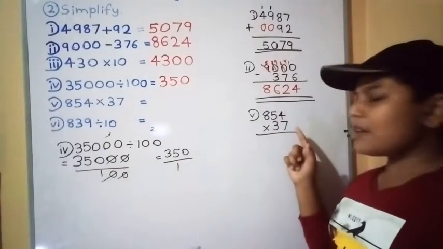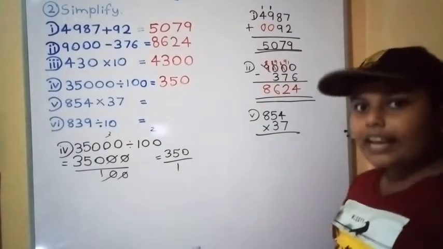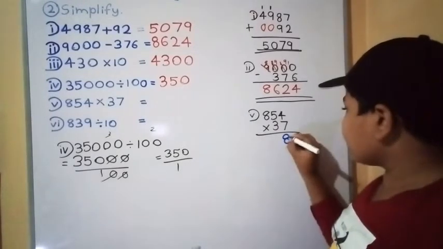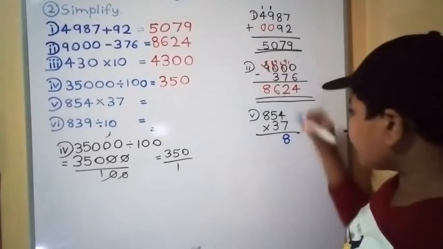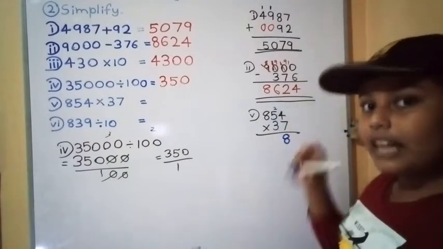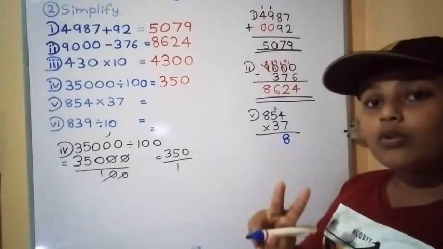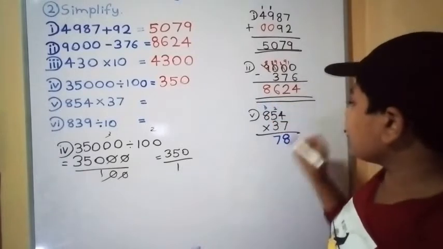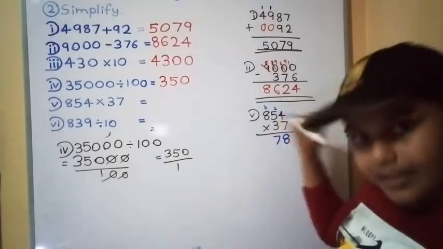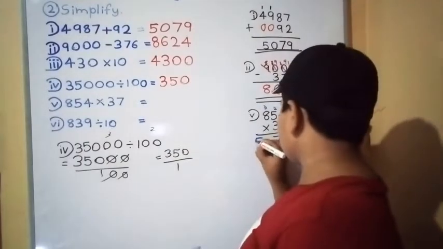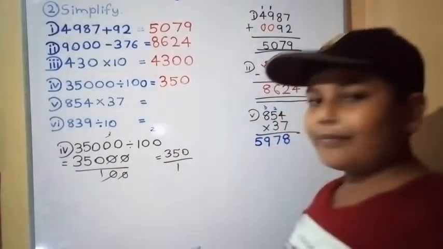Now, 7 multiplied by 4 means 28. Now, we can't write the 28 in there. I write 8. Now, 2 remains. Now, 7 multiplied by 5 is 35. 35 plus 2 is 37. Now, there remain 3. 7 multiplied by 8 is 56. 56 plus 3 is 59.